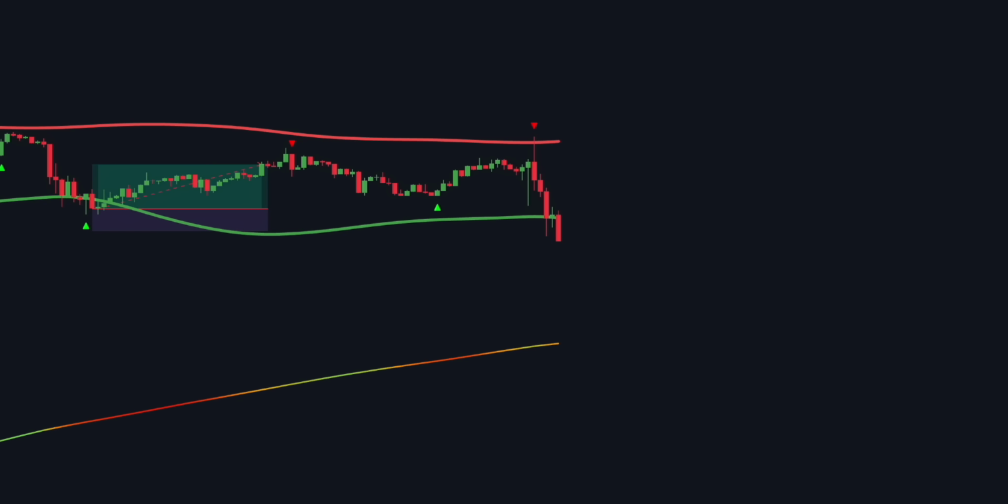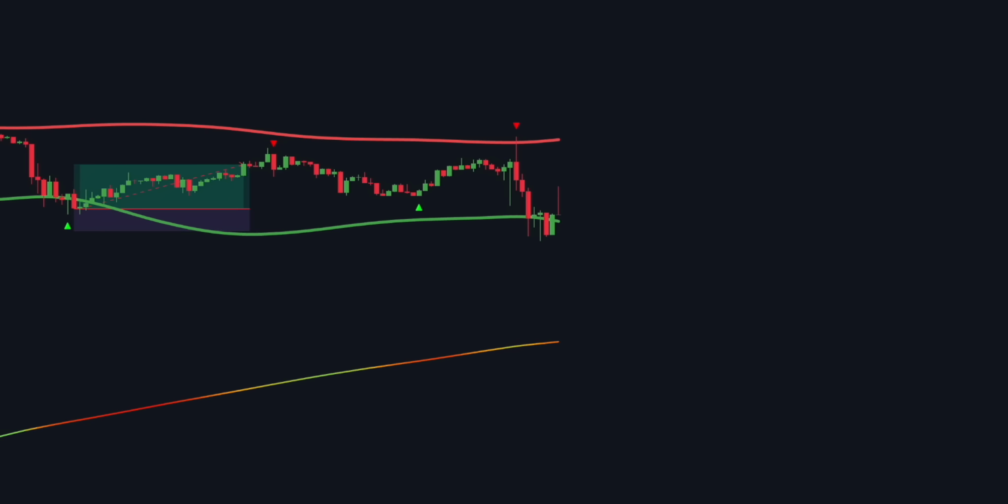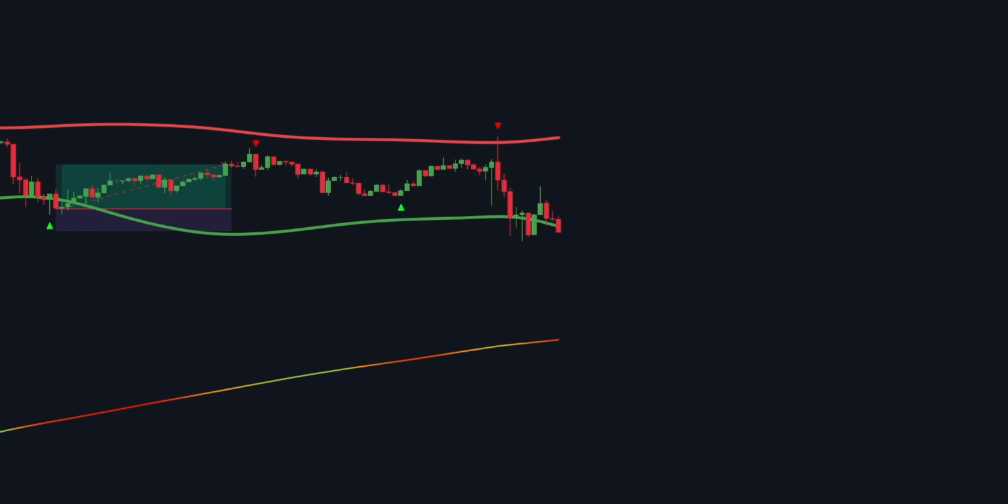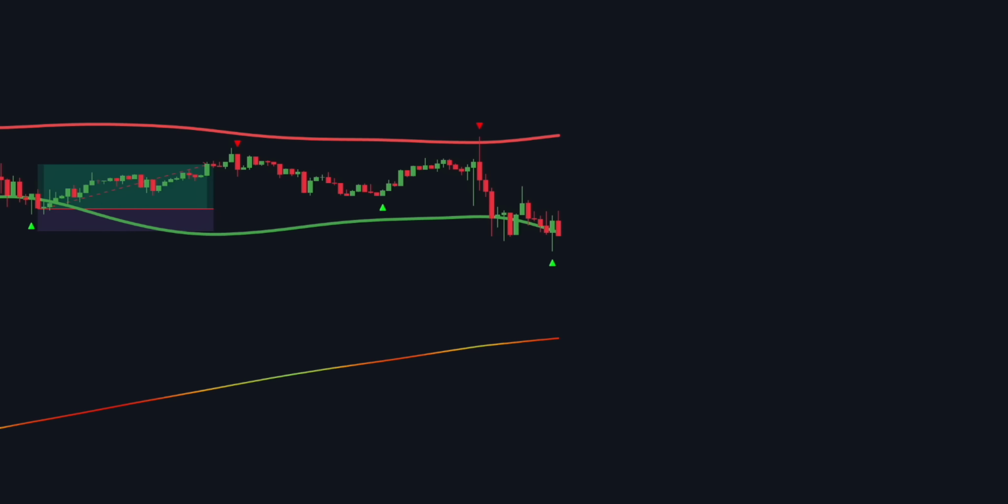Let's take a look at another example of a long trade. We clearly see that the market is trending upwards. The price and the channel are above the moving average. We had a pullback into the lower channel's band and a signal to go long. So all the rules are met.